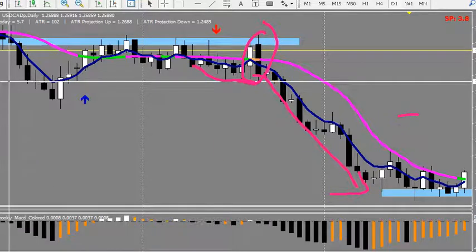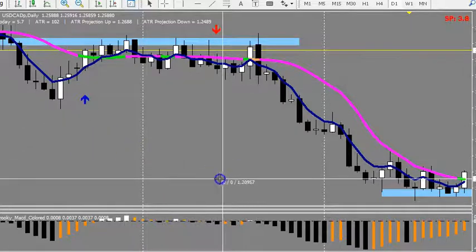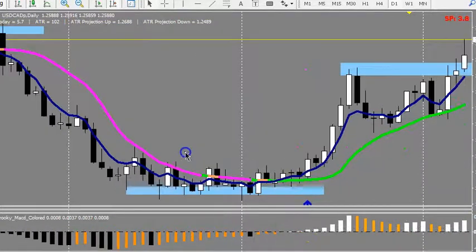Okay, now let's take a look, guys. I want to get rid of that. Okay. Now we come down to an area. This, by the way, this support zone here goes way back to about a year ago.